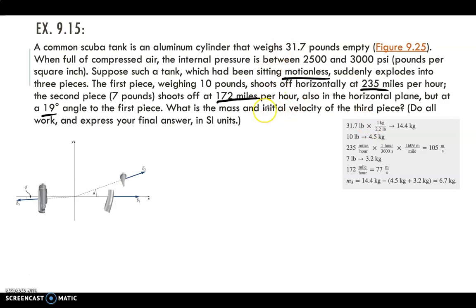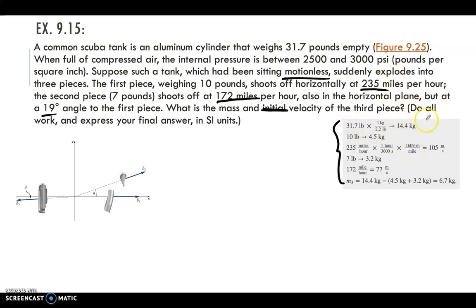So notice it says initial velocity, but we're really looking at final velocity. So I'm just going to say velocity of the third piece, okay? And instead of doing a bunch of unit conversions, I'm just going off the textbook here. They went ahead and did it for us. As you can see, we've got our unit conversions, pounds to kilograms, and then miles per hour all the way to meters per second. Okay, so I just wanted to say that.